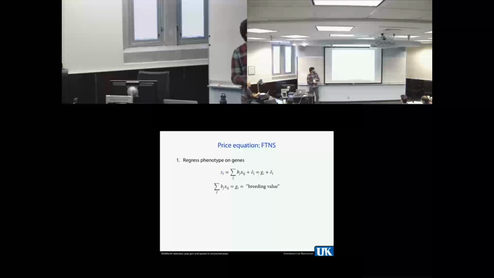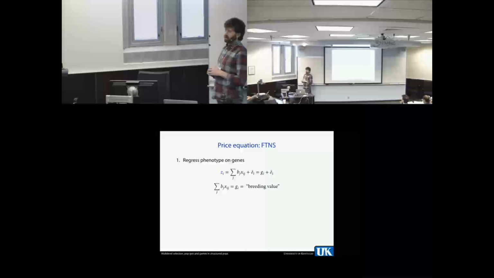So that's all we're doing here. For each gene j, its value in individual i, and then each gene j has some additive effect b_j on this phenotype. So then you add this whole thing up together and you get basically a single additive effect of genes on the phenotype, and that's called, in quantitative genetics, a breeding value.